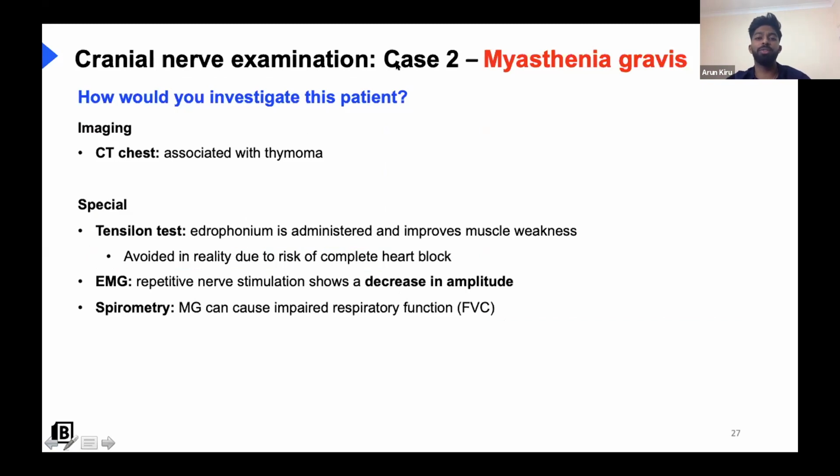That's my two cases. We've done upper limb and cranial nerve exam. I'm going to hand over now to Shuaib, who will take you through the next two cases of your virtual OSCE.